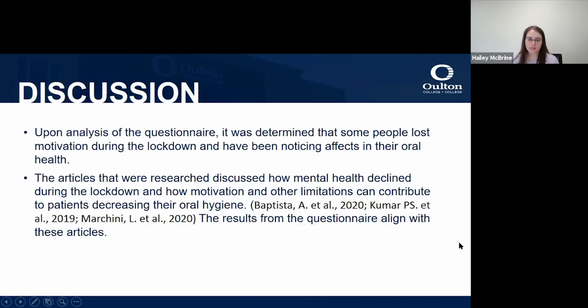So upon analysis of the questionnaire, it was determined that some people lost motivation during the lockdown and have noticed effects in their oral health. So the articles that we researched discussed how mental health declined during the lockdown and how motivation and other limitations can contribute to patients decreasing their oral hygiene. So the results that we got from our questionnaire do align with these articles.